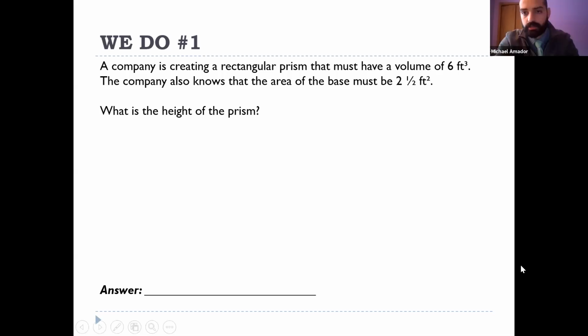Let's see. Why can I not see your hands? Kiara, Silas. Naya. Okay, go ahead, Silas. Basically what we know in this problem is that the total volume of the rectangular prism is 6 feet cubed, and we also know that the area of the base of that prism is 2.5.